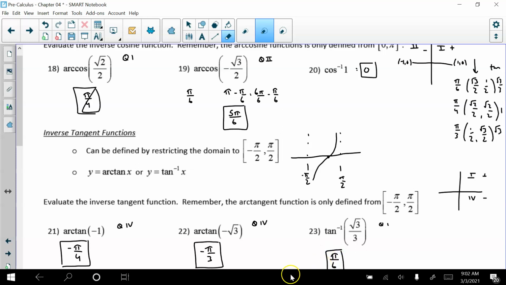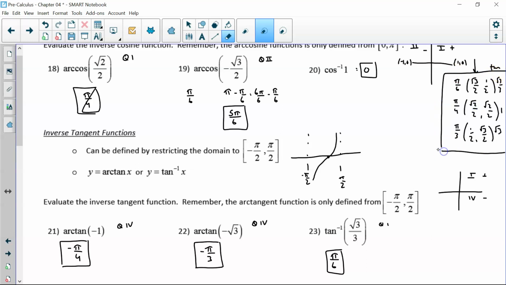Okay, so that's the key thing. Know those values from the unit circle, those key points. For sine and tangent, you're looking in quadrants 1 and 4. For cosine, you're in quadrants 1 and 2. 1 if it's positive, 2 if it's negative.